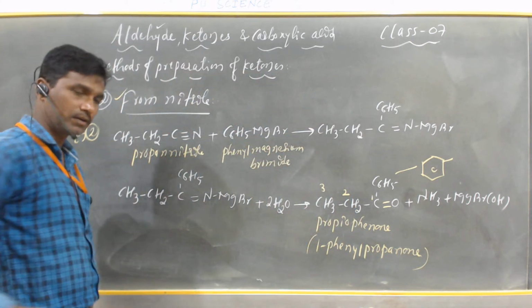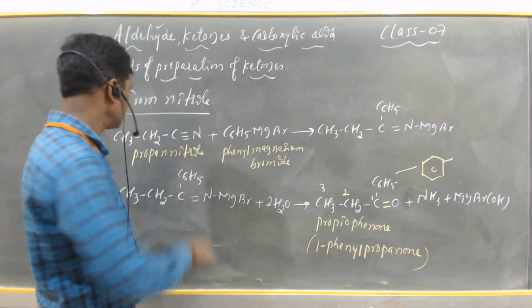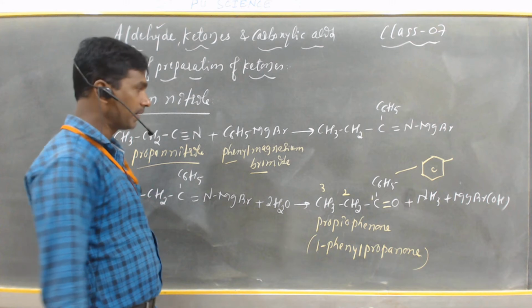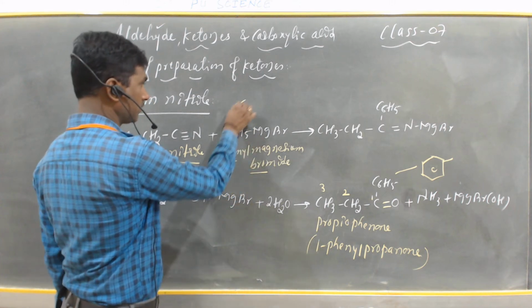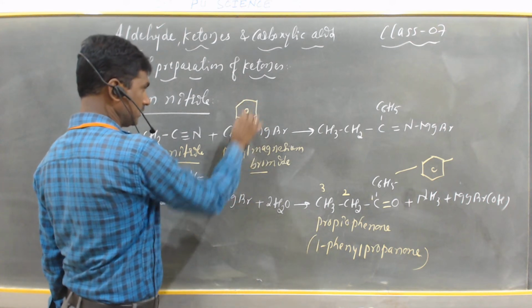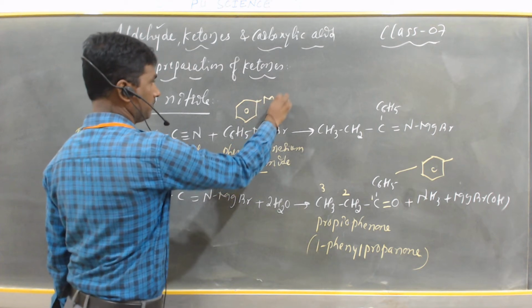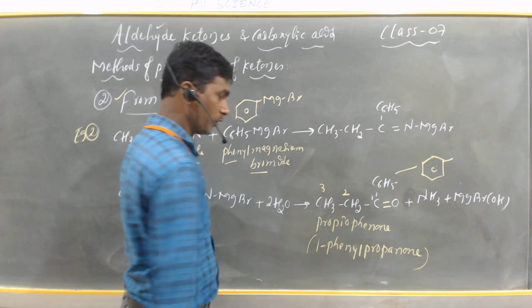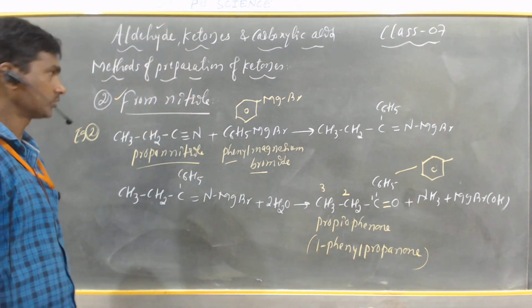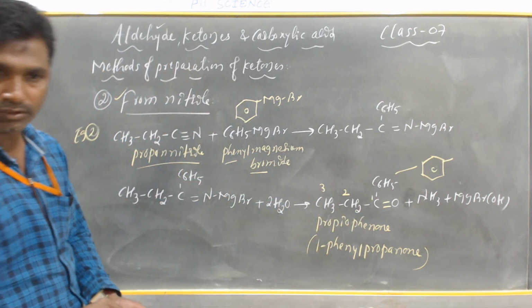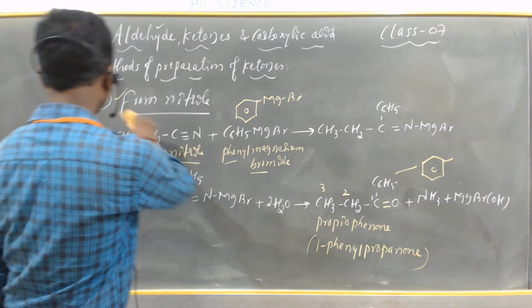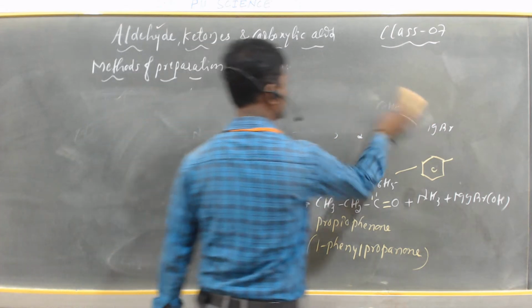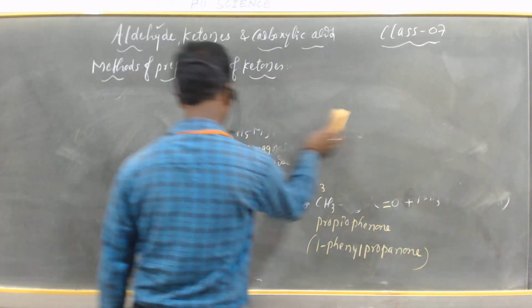So the first example I have taken is ethanenitrile. The second example is propanenitrile with phenyl magnesium bromide. What is phenyl magnesium bromide? This is C6H5 and this is MgBr. So phenyl magnesium bromide gives propiophenone or 1-phenylpropanone. So this is the second example of the second method of preparation. And now the third method of preparation.